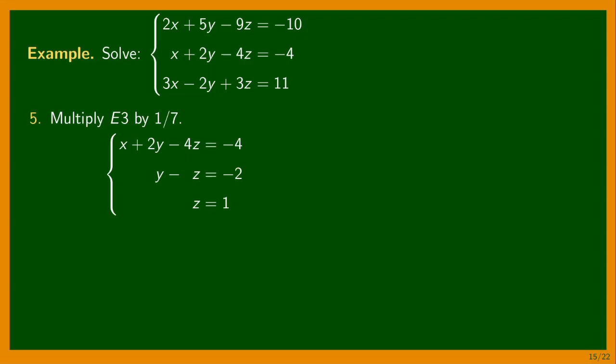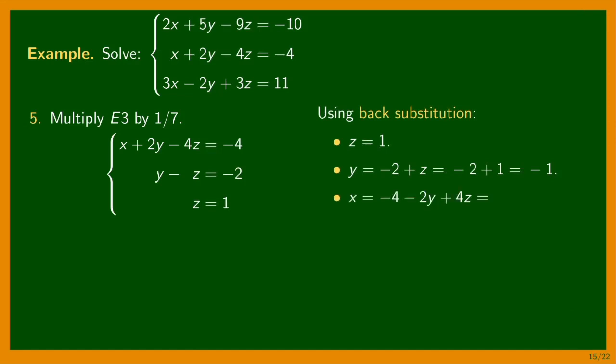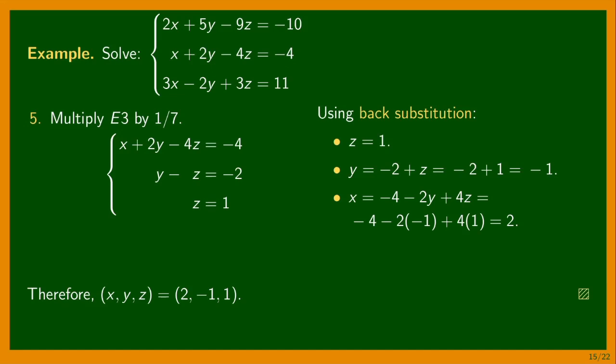Did you see that? Yes, no? So as you can see here, you can now directly solve it using back substitution. So here z is 1, y is negative 2 plus z. Substituting z, you get negative 1. Using the first equation, solve for x, that's negative 4 minus 2y plus 4z. Substitute the known values of y and z. You get x equals 2. Therefore, the vector xyz is equal to the vector with components 2, negative 1, 1. This means x is 2, y is negative 1, and z is 1.